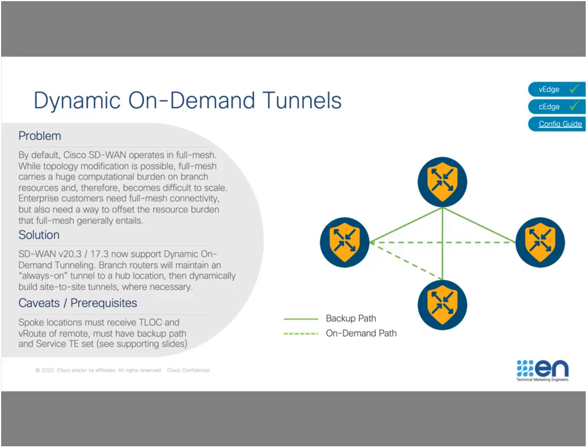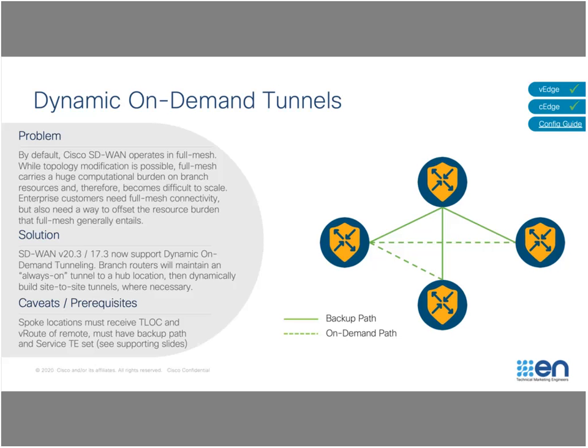So dynamic on-demand tunnels will mimic DMVPN. Now we're not using NHRP as a resolution protocol, right? vSmart already maintains most of that information that we need. So vSmart is the one that's actually going to be handing out a lot of that next hop information for us. But with dynamic on-demand tunnels, when our routers boot up for the first time, once they've been configured for dynamic on-demand tunnels, they will maintain an always-on tunnel to the hub site or to a co-location site or whatever site you dictate. We call that the backup path.